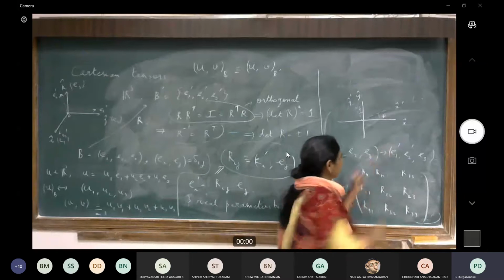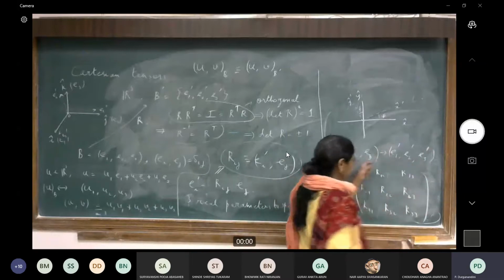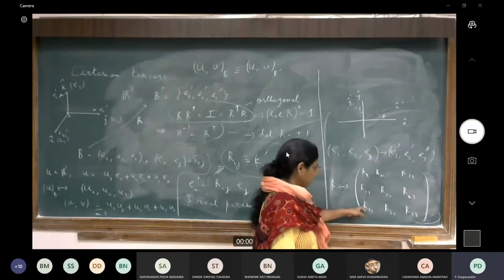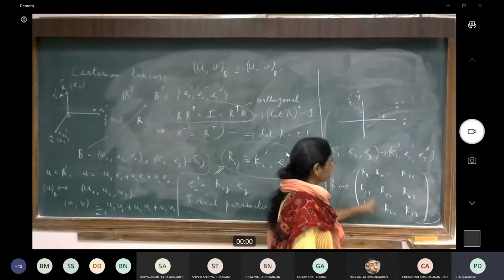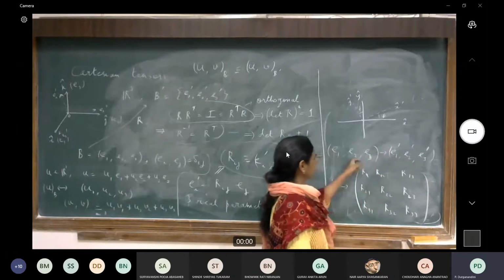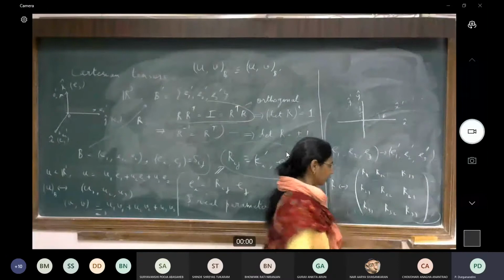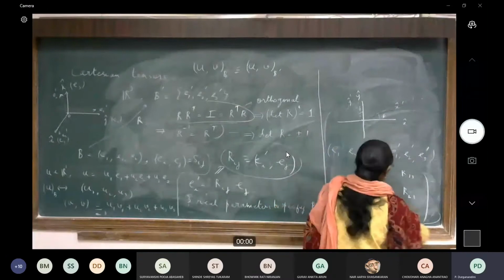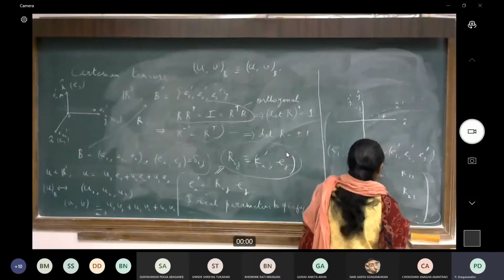So E3 prime is the same as E3. What this tells me is that E3 prime doesn't get mixed up with E1 and E2. Therefore these two elements must be 0. So on the last row, I simply get 0, 0, 1.